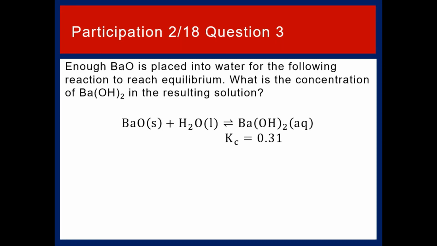Again, enough barium oxide is placed into water for the following reaction to reach equilibrium. What is the concentration of barium hydroxide in the resulting solution? And then you've got the reaction depicted right there. Kc is given as 0.31.